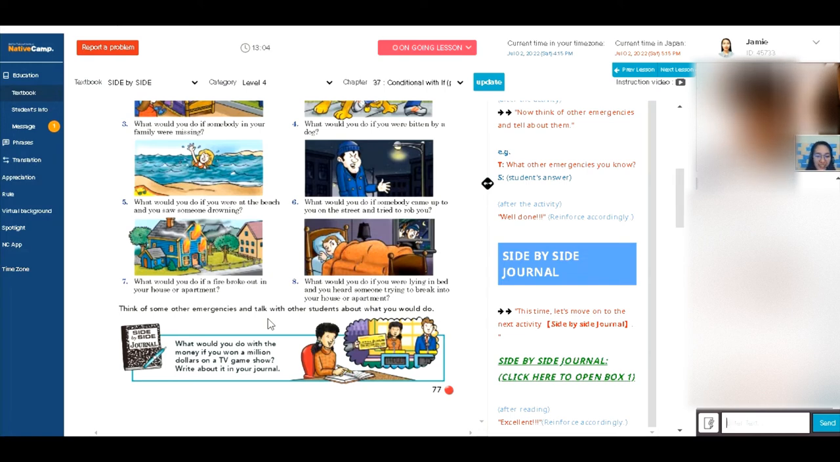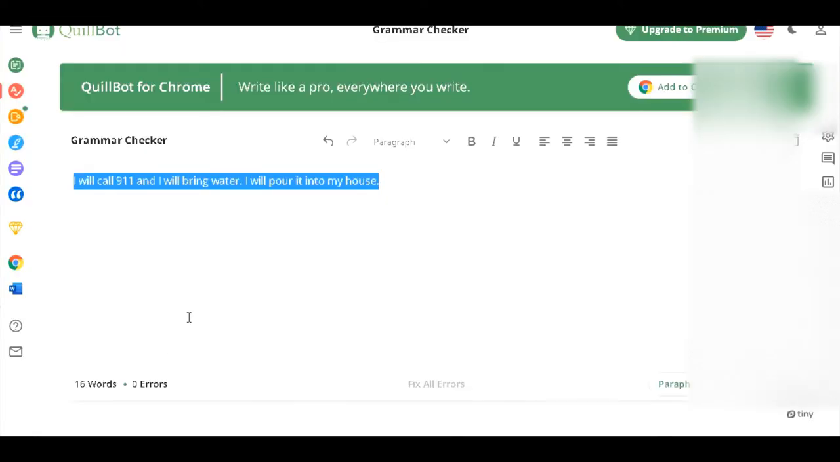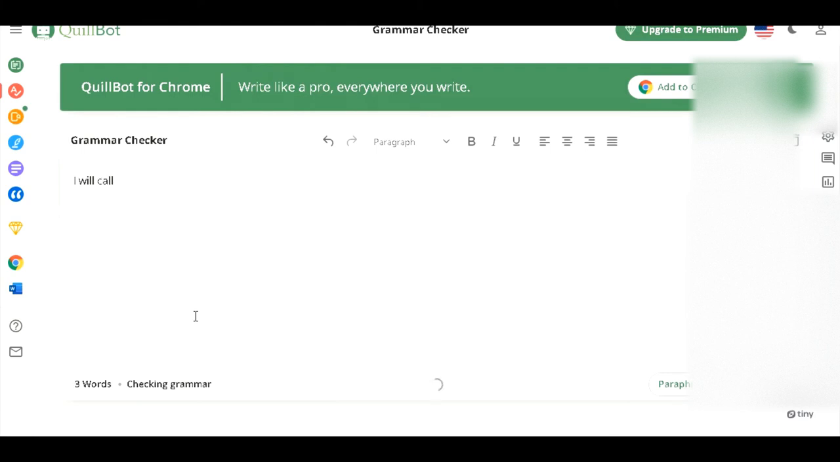Number 8. What would you do if you were lying in bed and you heard someone trying to break into your house or apartment? Okay. You cannot fight, right? What will you do now? I need some weapon. You will call from your phone. Yeah, so I need some weapon. Weapon means bat and golf club and something.